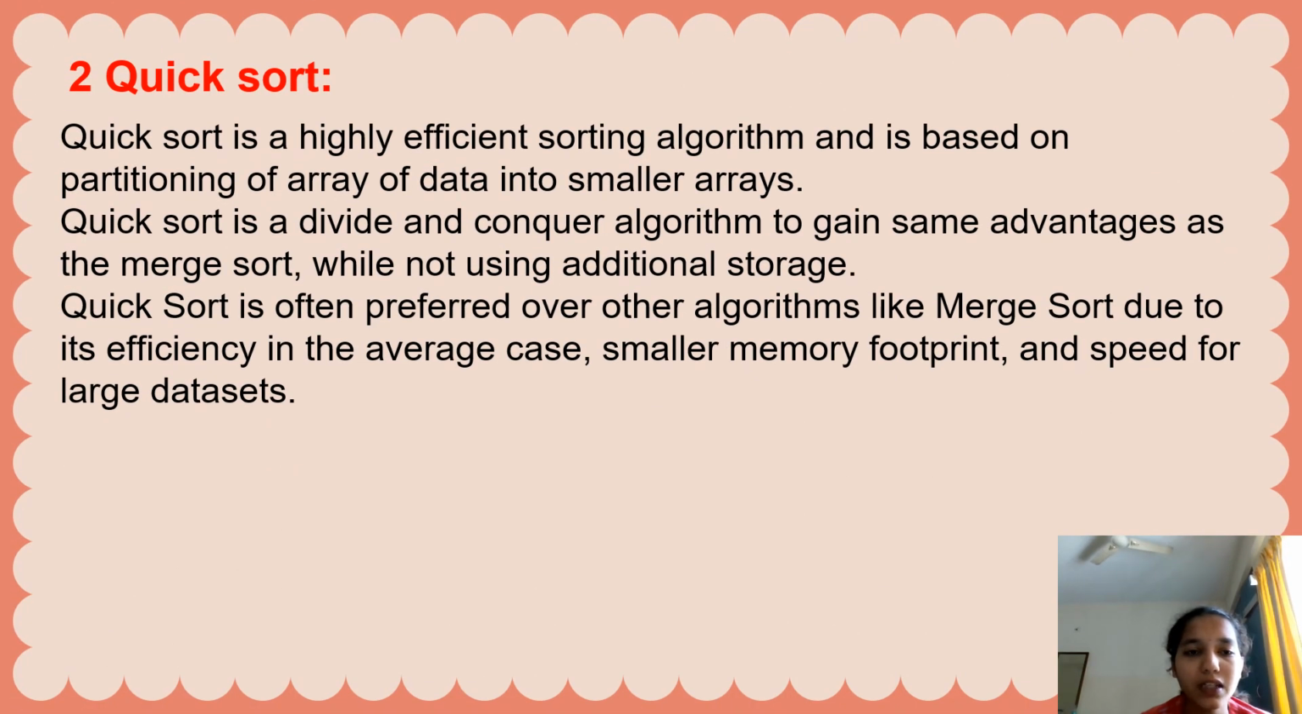Second, Quicksort. Quicksort is a highly efficient sorting algorithm and is based on partitioning an array of data into smaller arrays. Quicksort is a divide and conquer algorithm to gain the same advantage as merge sort while not using additional storage. Quicksort is often preferred over other algorithms like merge sort due to its efficiency in the average case, smaller memory footprint, and speed for large datasets.